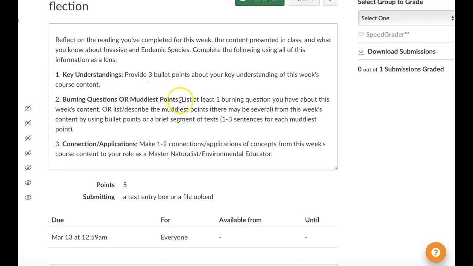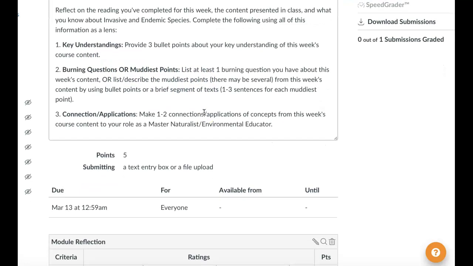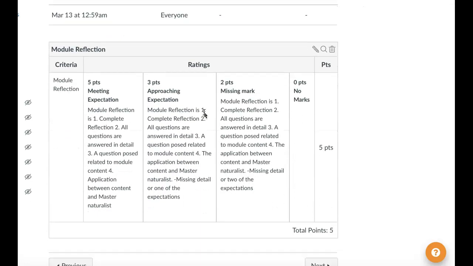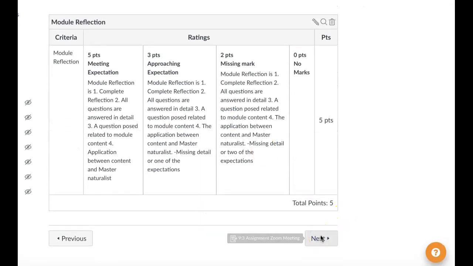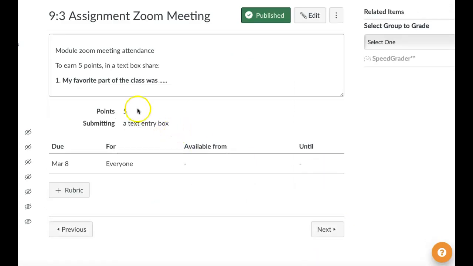Number 1 is your key understanding, your burning questions or muddiest points, connection or application. Again, here's the rubric. And then we end module 9 with your Zoom meeting reflection, and you finish the sentence stem, my favorite part of the class was. And that's it for module 9.